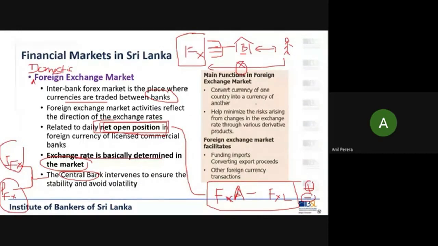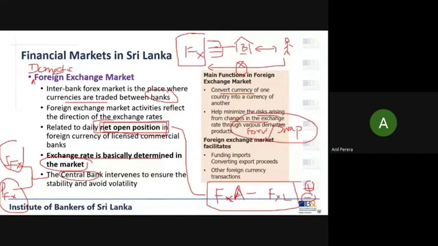So in this highlighted area, I have provided the main functions of the foreign exchange market: converting one currency to another currency, which I think is very well understood, and minimizing risk arising from changes in the exchange rate. Now in this exchange market, there are various types of transactions. Remember, we discussed spot transactions, term transactions. Similarly, there are forward transactions. There are swap transactions. I'm going to define this in the next slide, next session.